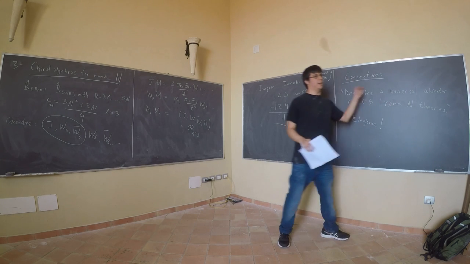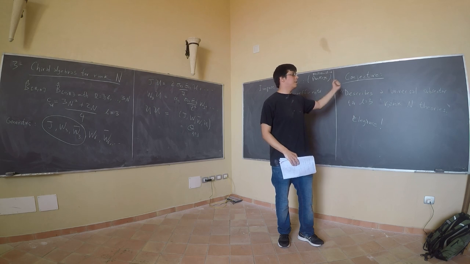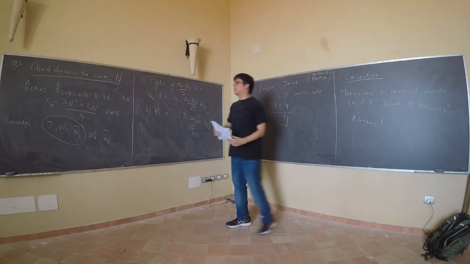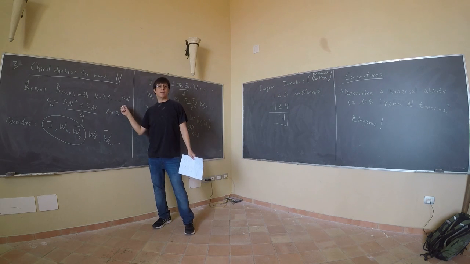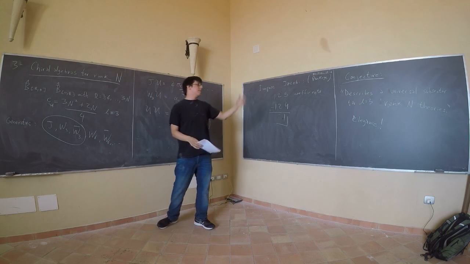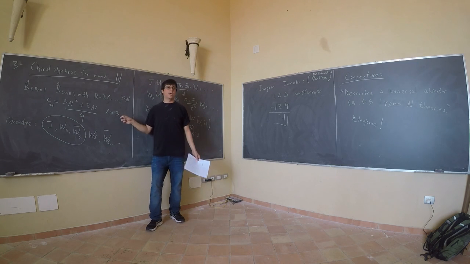But ideally, if we're correct, this kind of algebra describes the protected subsector of the higher rank algebras. And the same thing could now be repeated for N equals 4 and N equals 6, etc.